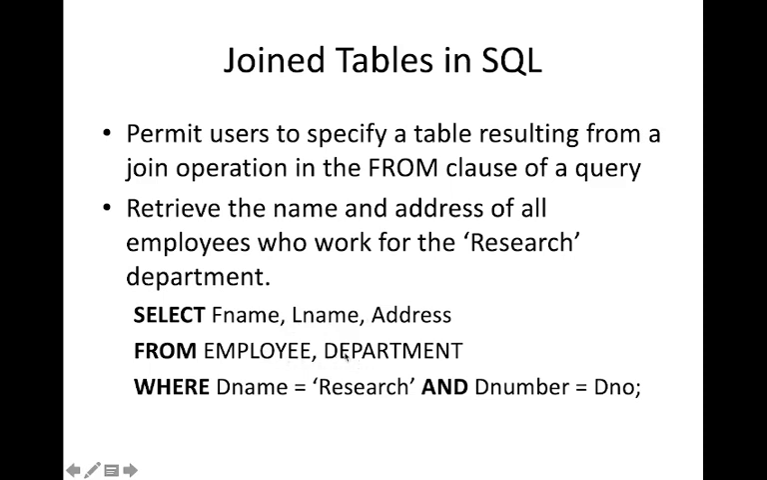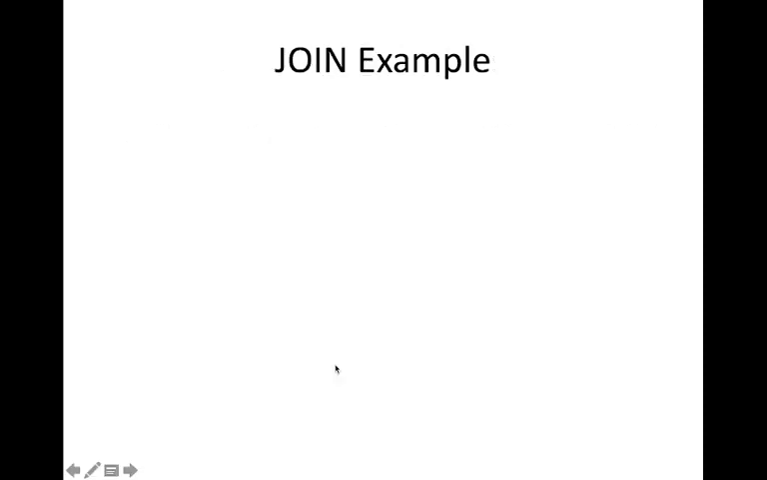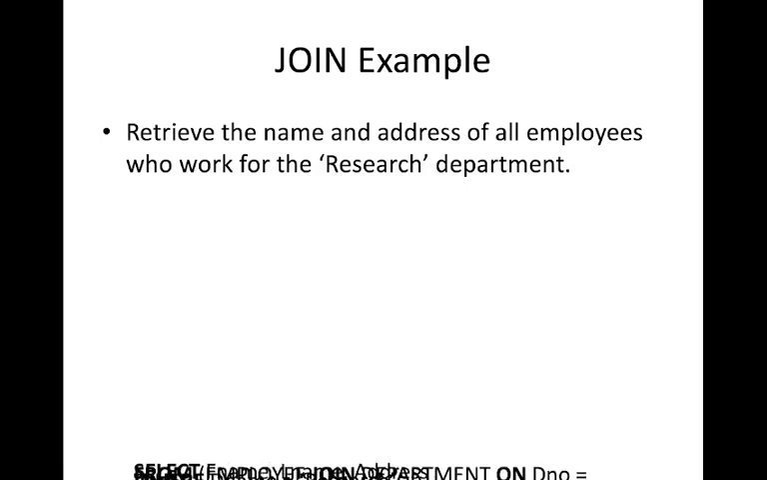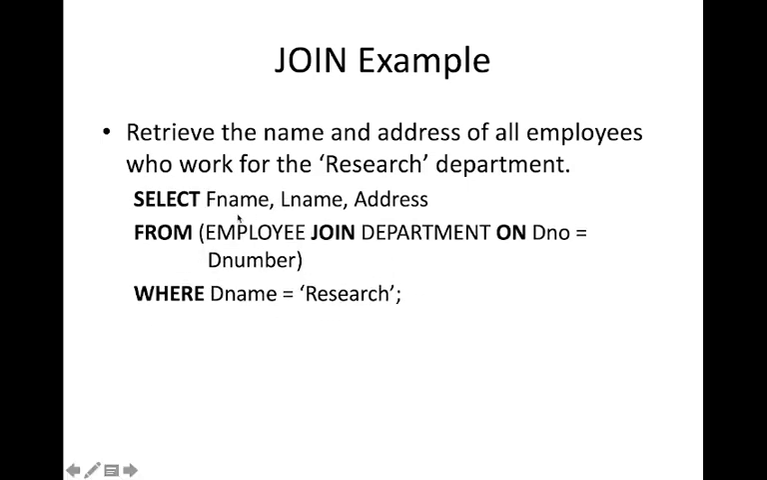Employee and department tables are joined together. We can join these two tables and get the result using the join operation, so we will see an example for the same thing using the join operation. Here first name, last name and address, and what we are doing is employee join department. We are joining these employee and department tables on a condition. What condition? Department number should be equal to D number.